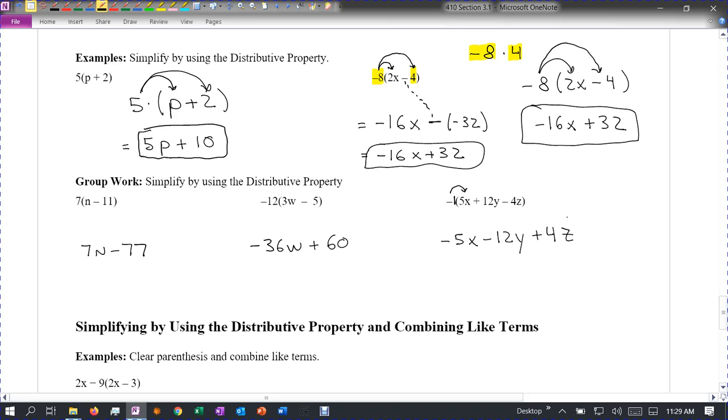You have to be real careful, because when you do negative times positive, you get negative. But then on this last one here, when you do this negative 1 times a negative 4z, negative and negative become positive, and that's why you get this plus here. So really, by putting a negative 1 on the outside of a parentheses, it changes all the signs. Everything that was positive becomes negative, and everything that was negative now becomes positive.